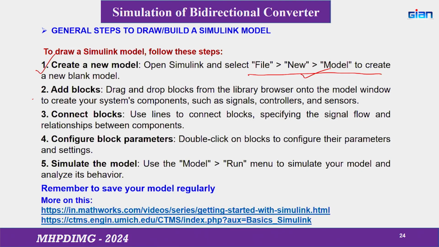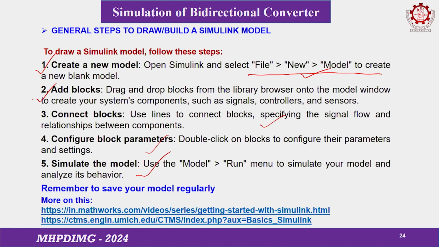Then in the second stage you can add the blocks. We need a battery, an inductor, capacitors, all the components, which I will show in the next slide. Then you have to connect the blocks. Then configure the parameters: you drag the battery, which may be available as 12 volt, but as we need not connect two 12 volt batteries in series directly in simulation, you can set the battery parameter as 24 volt. Then you can run the model to see your simulation.